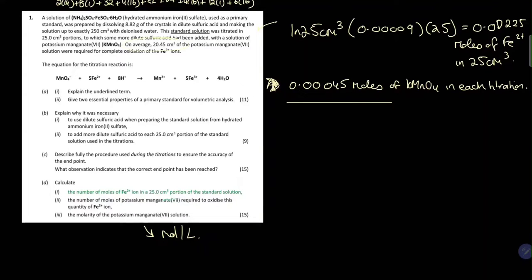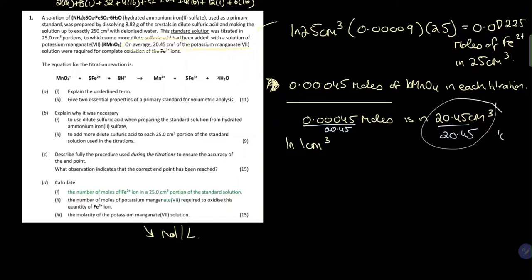So on average, 20.45 centimeters cubed of that potassium manganate solution. So we worked out that 0.00045 moles is in 20.45 centimeters cubed of the solution. So let's bring it down into what's in 1 centimeter cubed. So I'm just going to have to divide each number by the 20.45. Remember, all of that converts to 1 centimeter cubed.